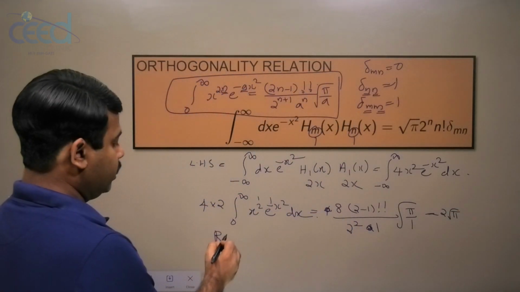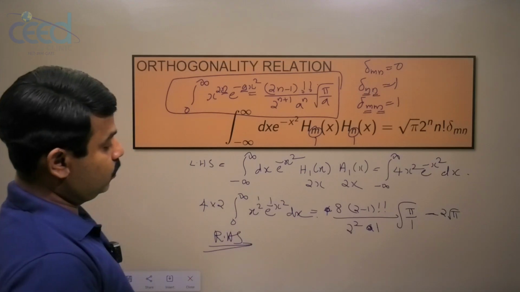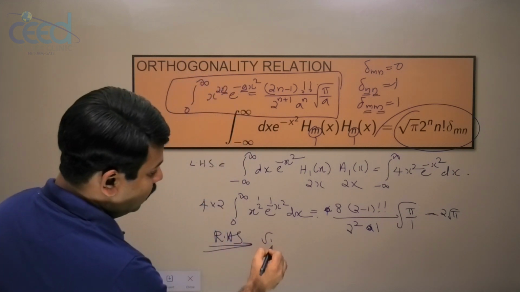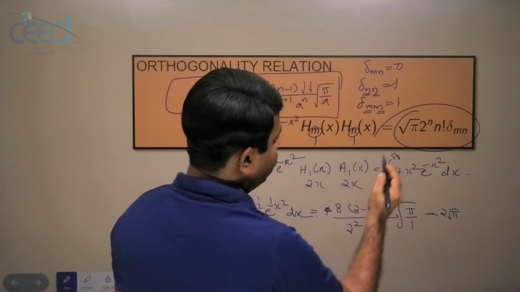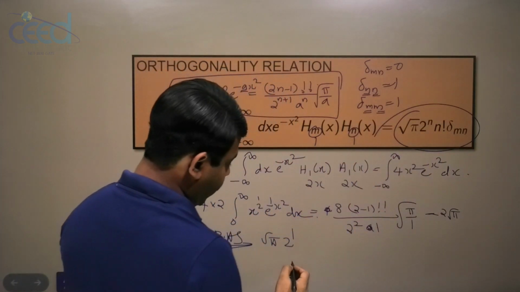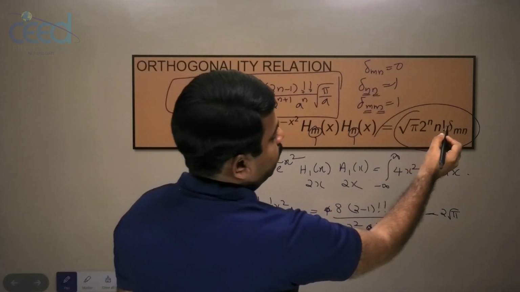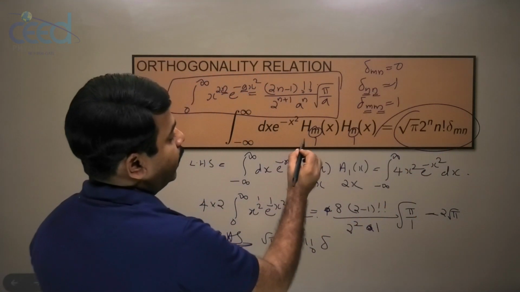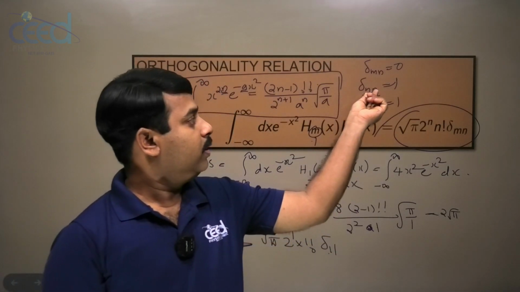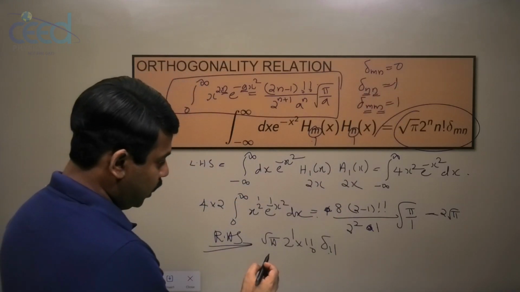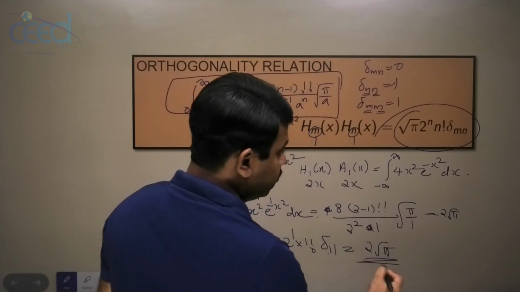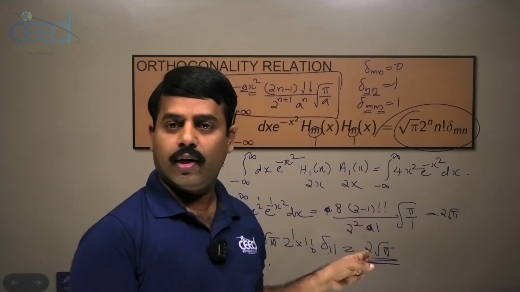Now the RHS you calculate. What is RHS? RHS is root pi, 2 raised to n, that is 2 raised to 1, because we put n value 1, n factorial, 1 factorial, delta n1, m1, then delta 1. Now delta 1, 1, if both indexes are the same, its value is 1. Then what can I write? 2 root pi. See, you are getting the same value.